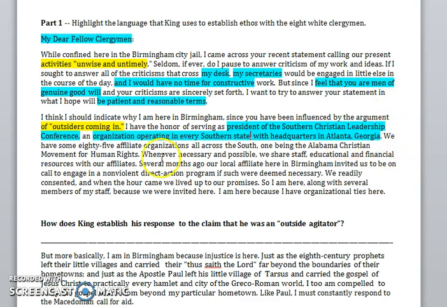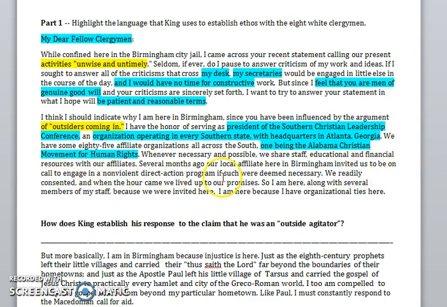He says, we have some 85 affiliate organizations all across the South, one being the Alabama Christian Movement for Human Rights. And so again, he's throwing out, here's what I'm working on. I'm working on human rights. You're writing a letter to stir up, to enforce segregation. I'm working for human rights. So it says, whenever necessary and possible, we share staff, educational, and financial resources with our affiliates.